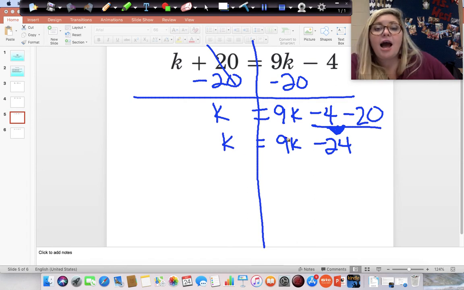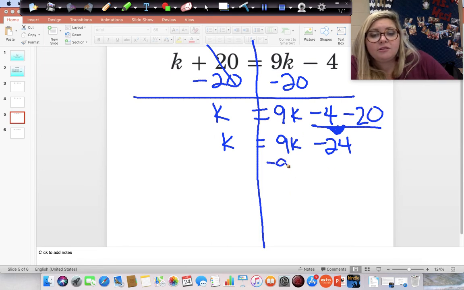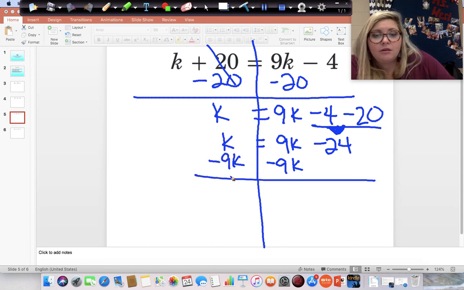So again, I want my variables on my left side. So I'm going to take my 9k away, subtract 9k because it's positive. 9k minus 9k cancels and we're left with -24. And k minus 9k gives me a -8k.